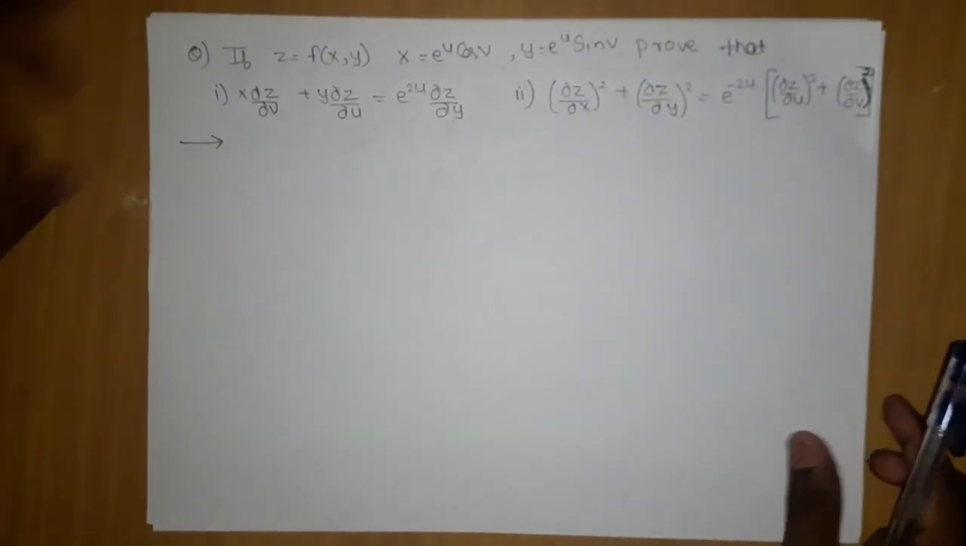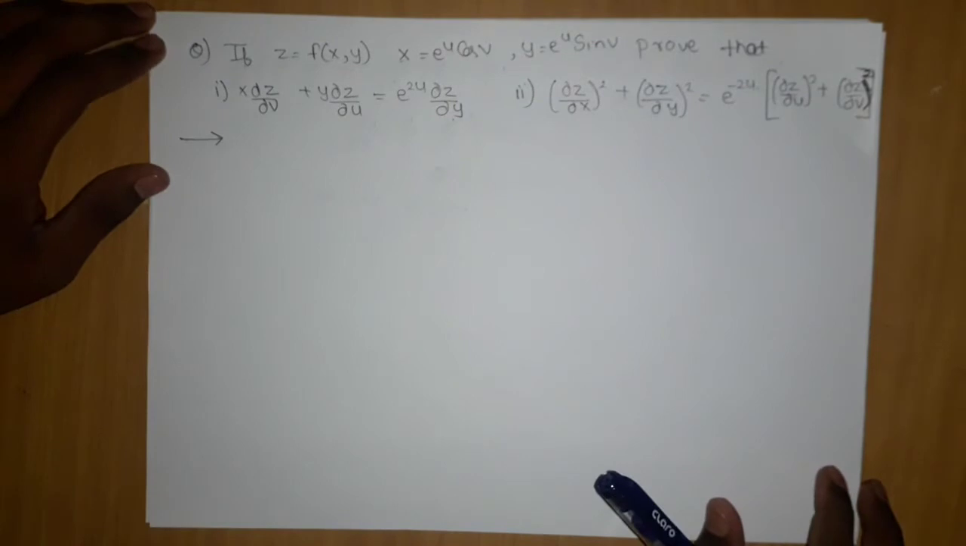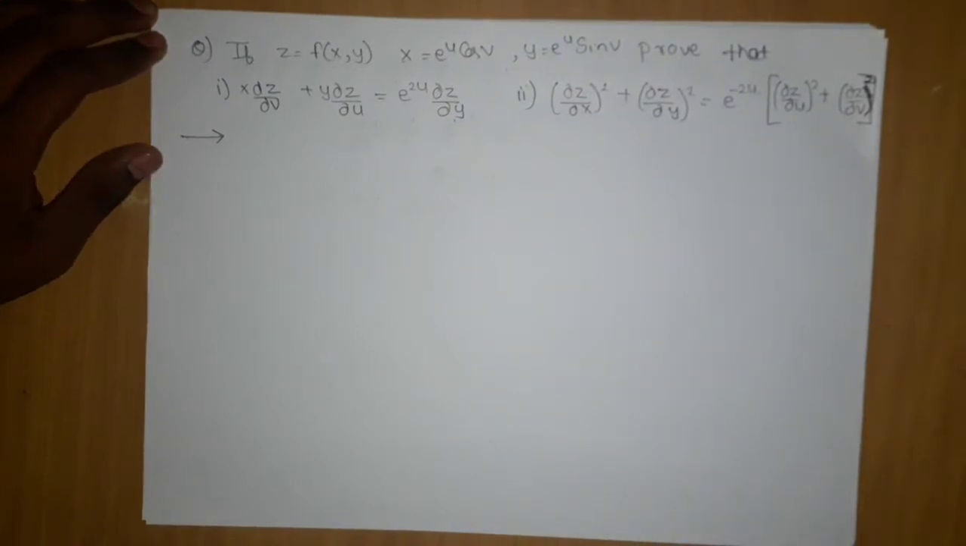Okay guys, so the next question which we are going to take is this question. If z equals f of x comma y, where x equals e^u cos v comma y equals e^u sin v, prove that, first, x into dou z by dou v plus y into dou z by dou u equals e^(2u) into dou z by dou y. Second is (dou z by dou x) whole square plus (dou z by dou y) whole square equals e^(-2u) into [(dou z by dou u) whole square plus (dou z by dou v) whole square], the whole bracket.